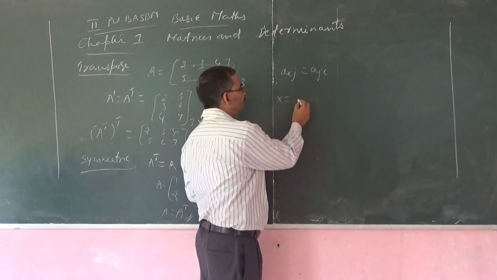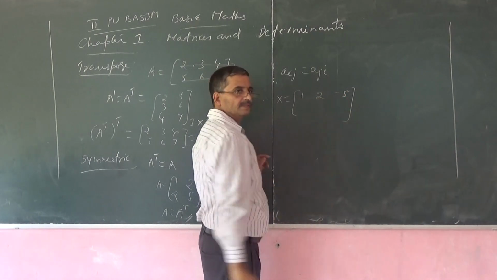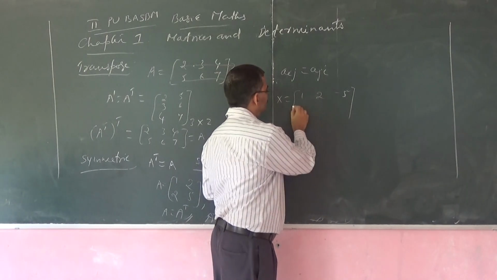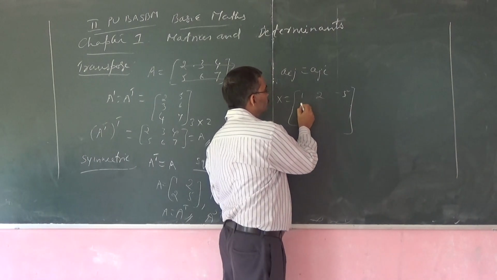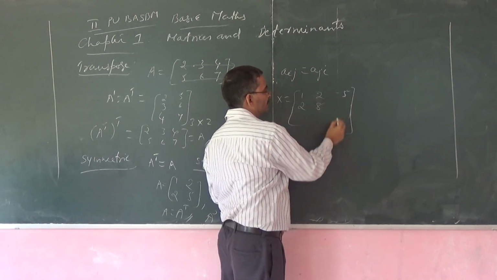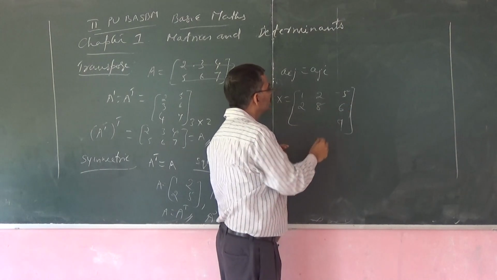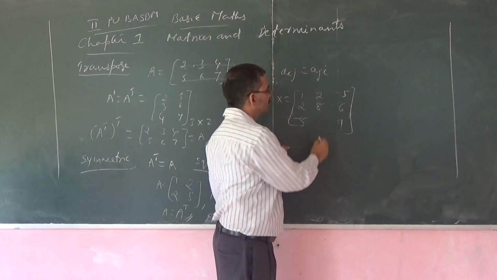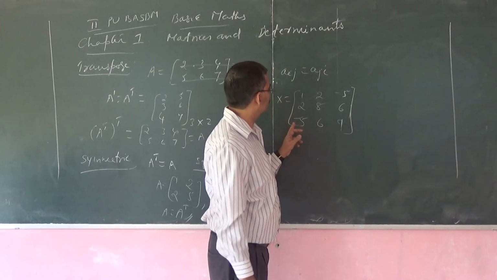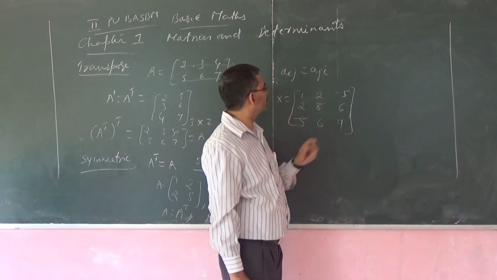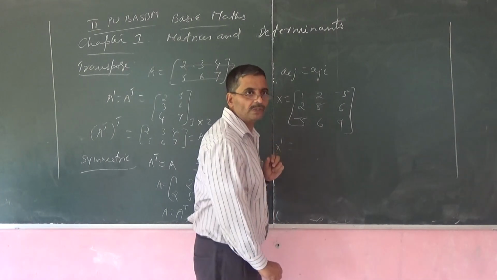One more example I will give you. Let X equal to 1, 2, minus 5; 2, 8, 6; minus 5, 6, 7. This is of order 3 by 3. Now what is X dash? X dash means X transpose.